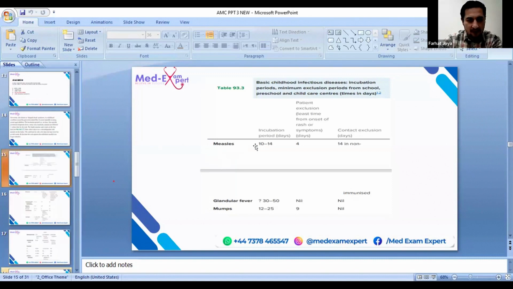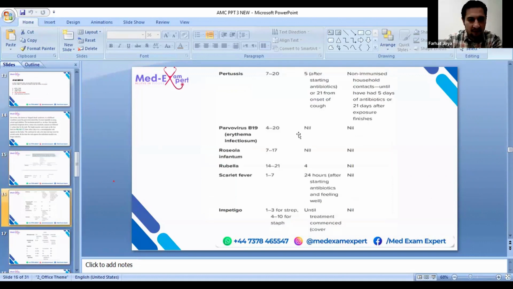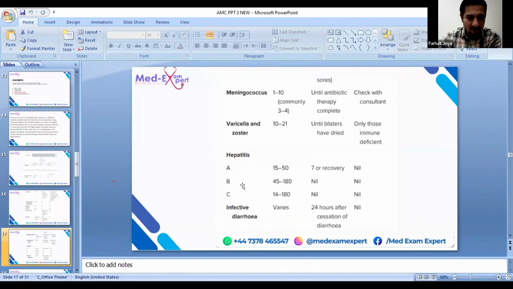It's very beautiful and every piece of information about the exclusion is written here. As you can see, for measles, we have an incubation period of 10 to 14 days, and we have 4 days of exclusion. I've put this here for you guys, to make your job easier. So we come to our topic, parvovirus B19. Exclusion, nil. So you don't need to exclude the child from the daycare center or from the school. Good. And the rest you can read by yourself.